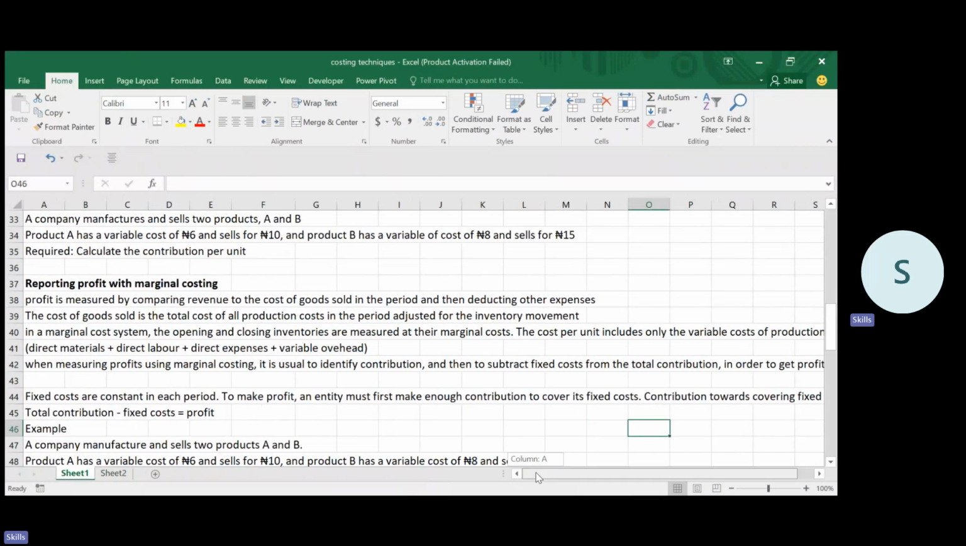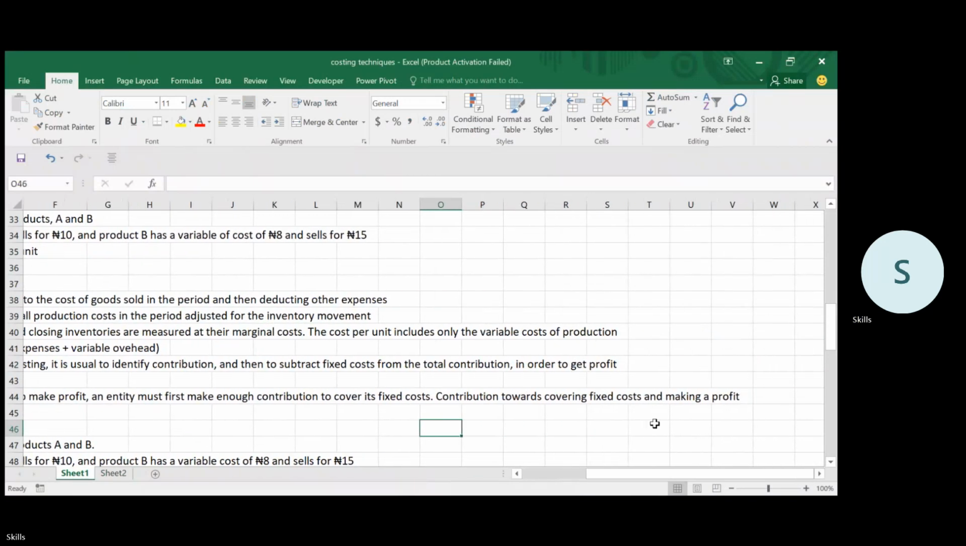So let's look at this. Fixed costs are constant in each period. For an entity to make profit, it must first make enough contribution that will cover its fixed costs. Contribution goes towards covering fixed costs and making a profit. If you make enough contribution to cover your fixed costs, what will remain will be the profit.